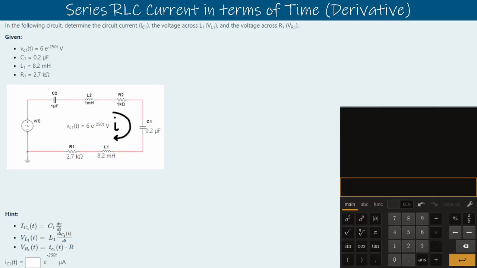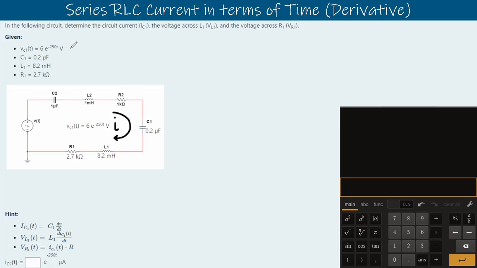Hello and welcome. In this video, we're going to look at how to calculate series RLC current in terms of time. So this is going to apply all of our understanding of Ohm's law, series circuits, and voltage drops to this circuit to be able to work through all of these here.